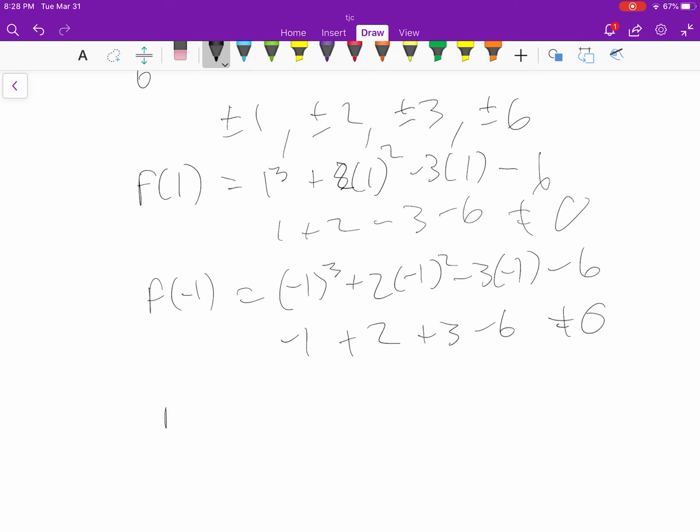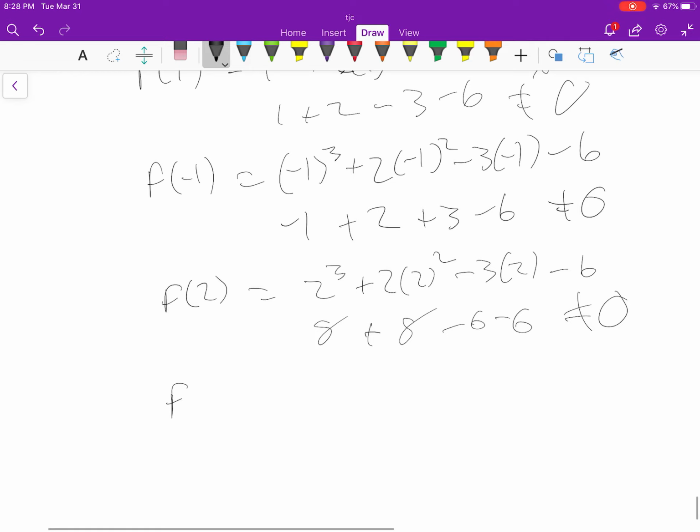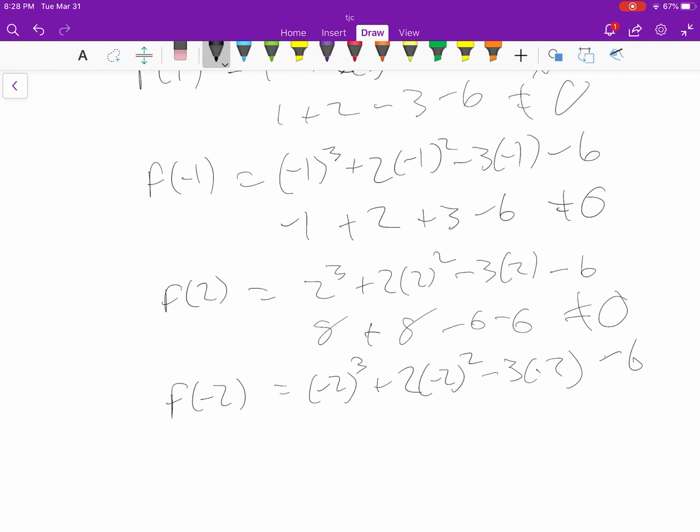So then we continue on and find f of 2. Does f of 2 work? Well, it'll be 2 cubed plus 2 times 2 squared minus 3 times 2 minus 6: 8 plus 8 minus 6 minus 6, which again does not equal 0. So f of 2 doesn't work. And then we try f of negative 2. This would equal negative 2 to the third plus 2 times negative 2 squared minus 3 times negative 2 minus 6. So this would be negative 8, positive 8, positive 6, negative 6. And we find out they do equal 0.